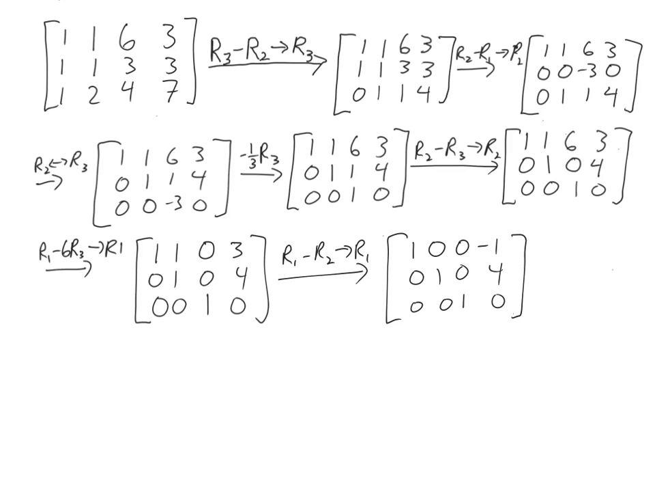Now, since I used Gauss-Jordan elimination, which is my favorite, and this is in that form, if I put it back into a system of equations, you get x minus 0y minus 0z equals negative 1. So x equals negative 1. So that means x equals negative 1, y equals 4, z equals 0. So my answer is going to be negative 1, 4, 0.